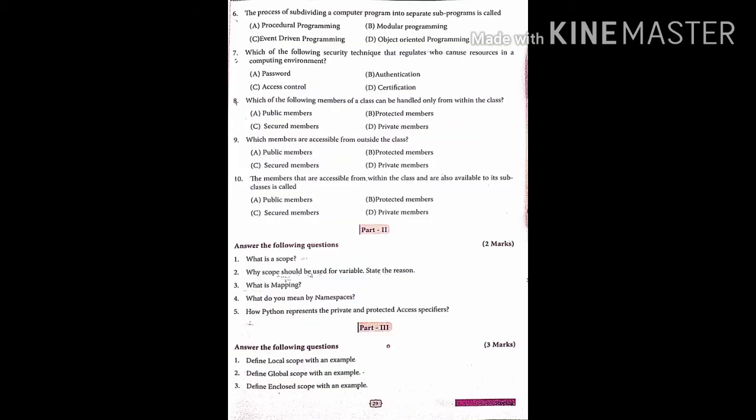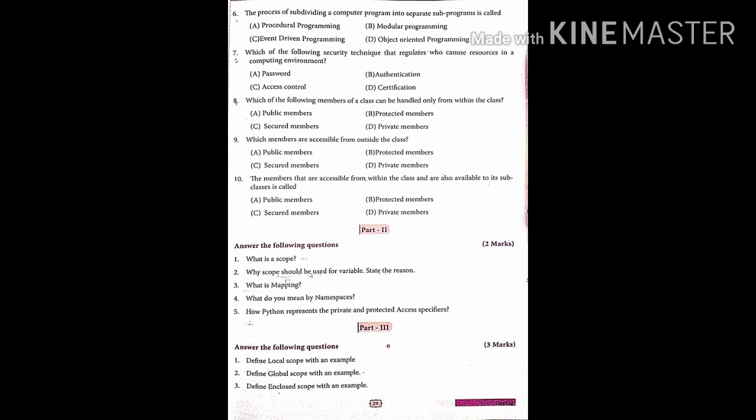And the last question of this part, how Python represents the private and protected access specifiers. And the answer is given in page number 26. And the answer starts from the right side of this page, the fourth paragraph, third line. Python prescribes a convention of prefixing the name, from that up to the private access specifiers. This is the answer for this question.